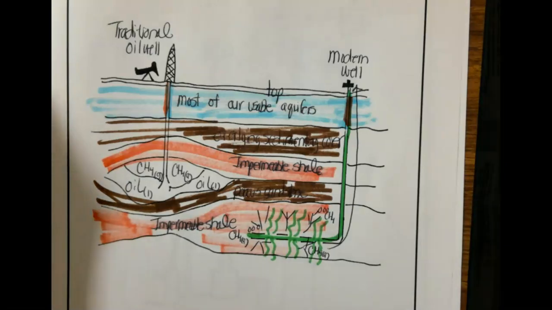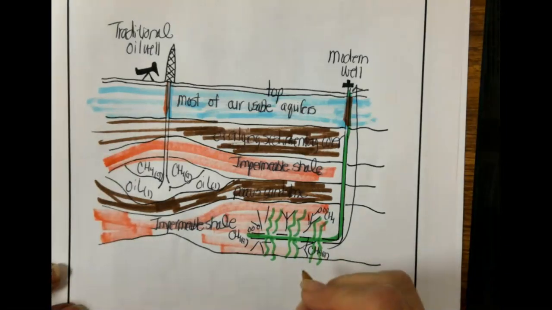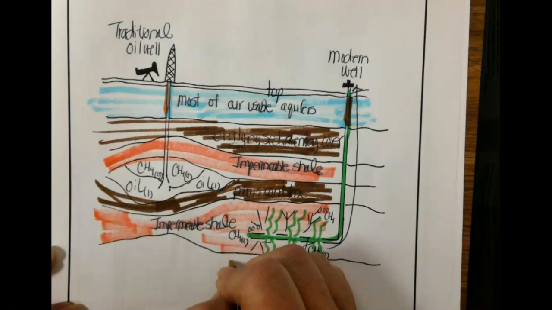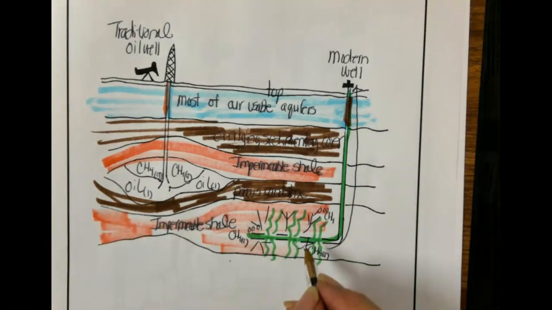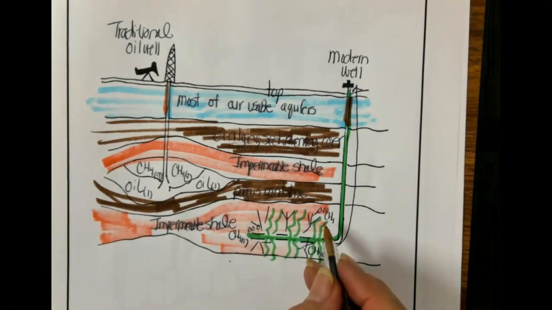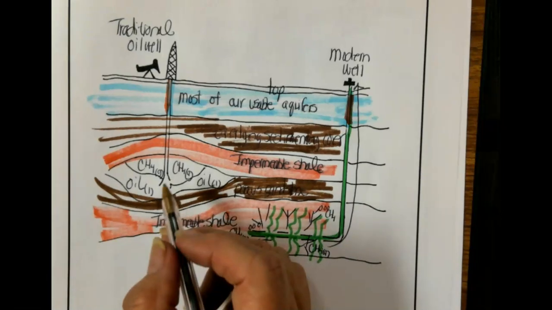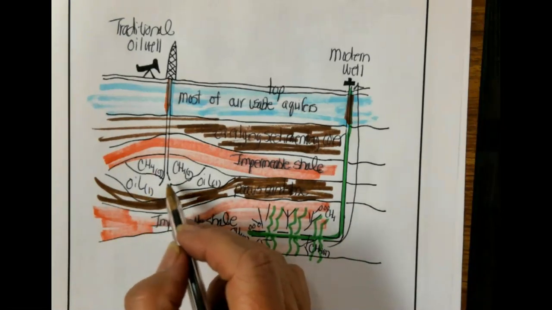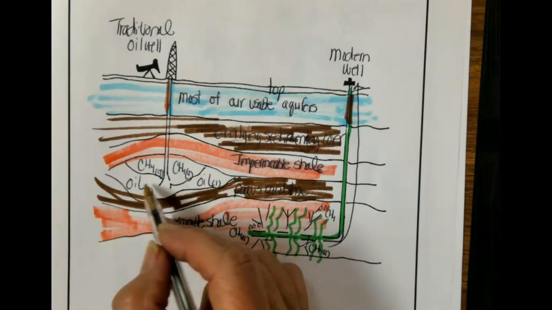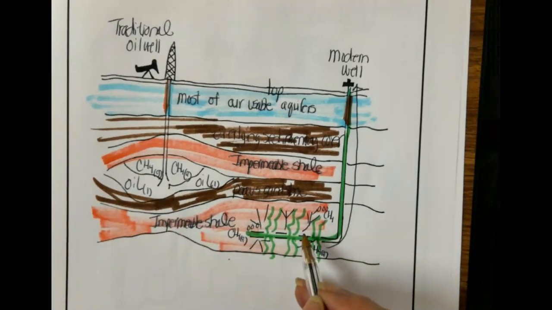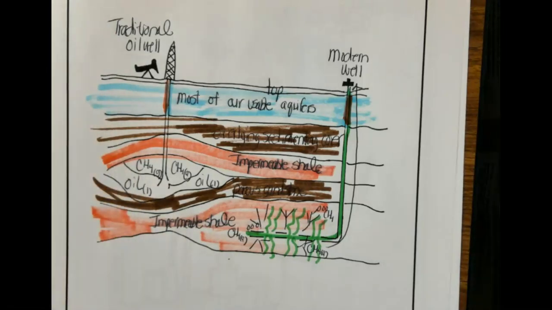One thing to note about this is that methane gas, when you retrieve it, because it's a gas, doesn't have a lot of impurities. The crude oil here has a lot of impurities in it. This doesn't. So we're going to learn in a minute here that it tends to burn a lot cleaner.